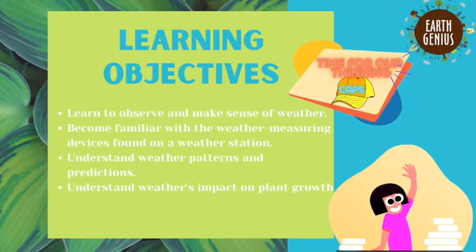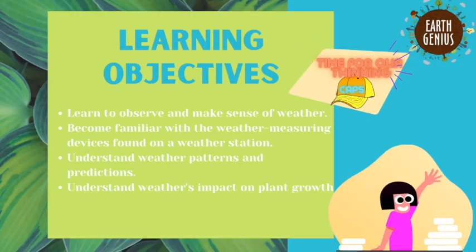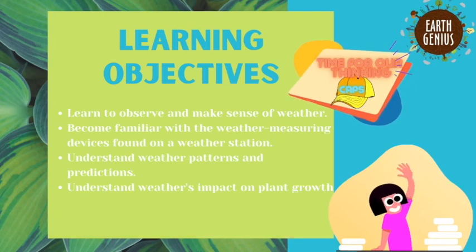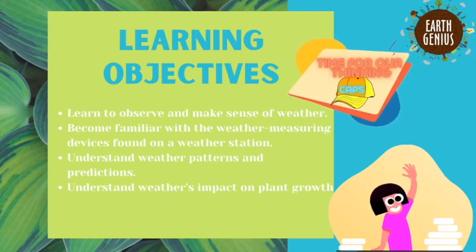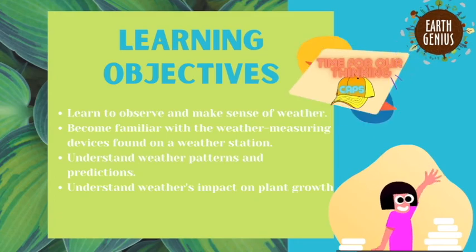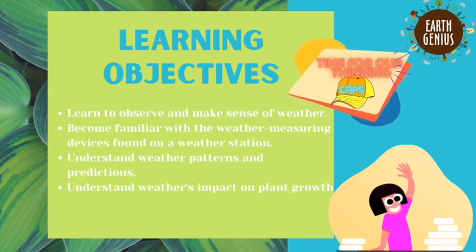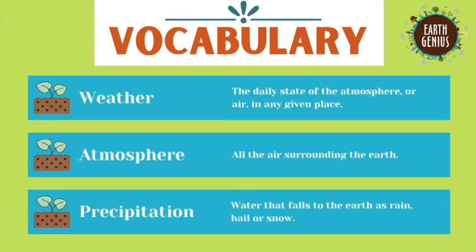In our lesson, we're going to learn to observe and make sense of the weather. We'll learn some weather measuring devices. We'll learn how to understand weather patterns so we can make predictions and see how that all applies to our school garden. All right, we have 6 big vocab words today.